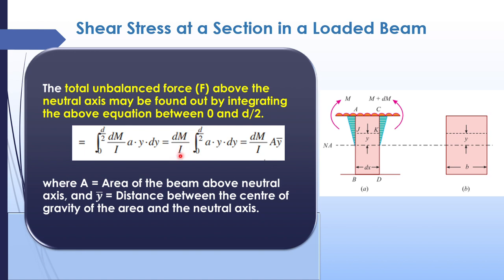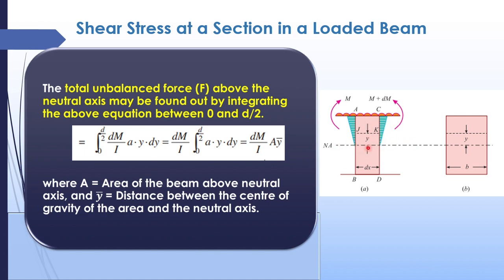dm by I is a constant. Integral 0 to d by 2 of a y dy. So integrating the area, you will get the total area as capital A. Integrating y, you will get the total y as y bar. Y bar is nothing but the distance between the center of gravity of the area and the neutral axis.